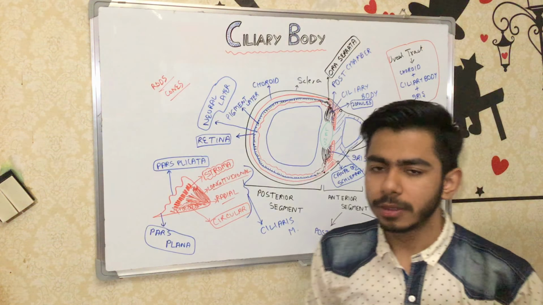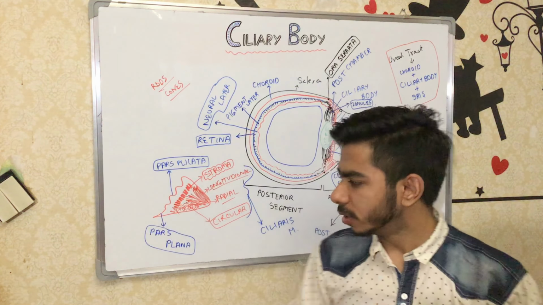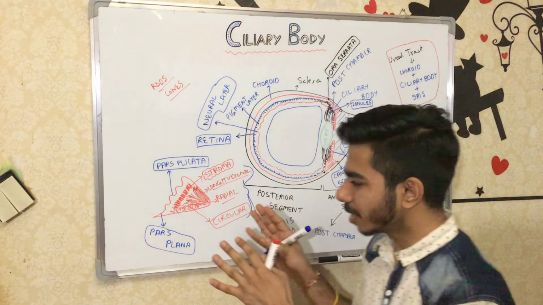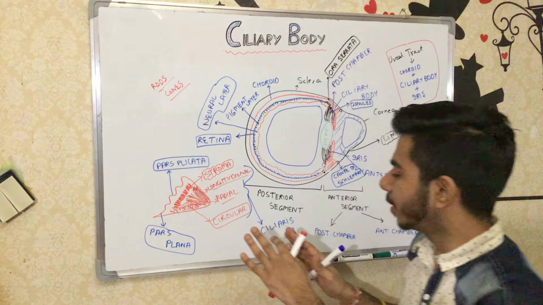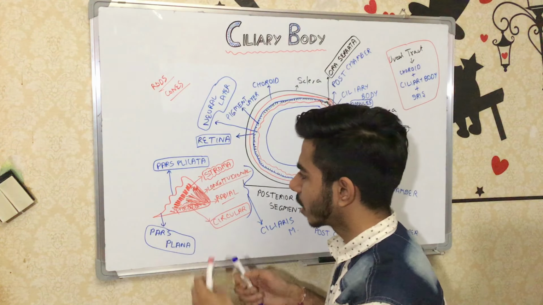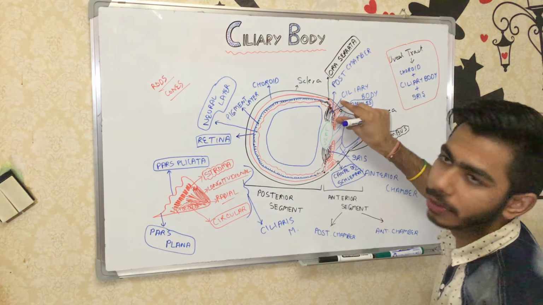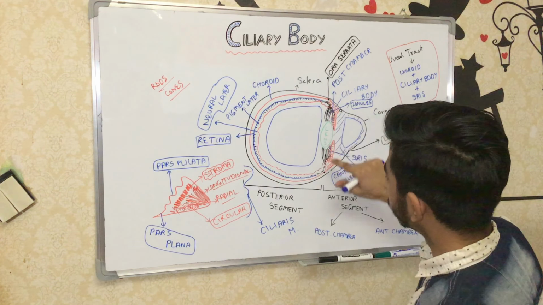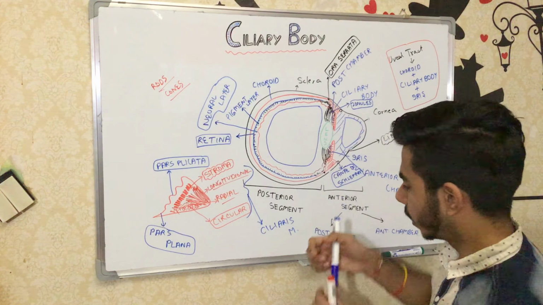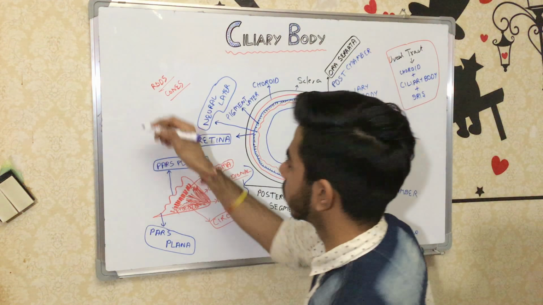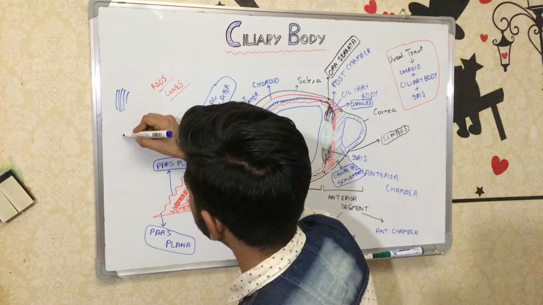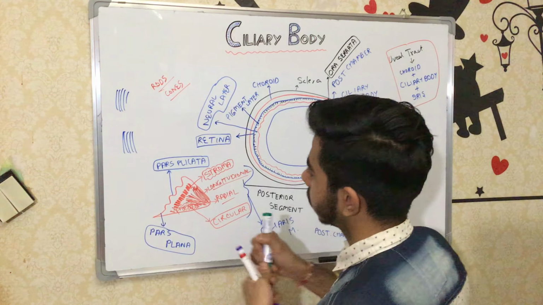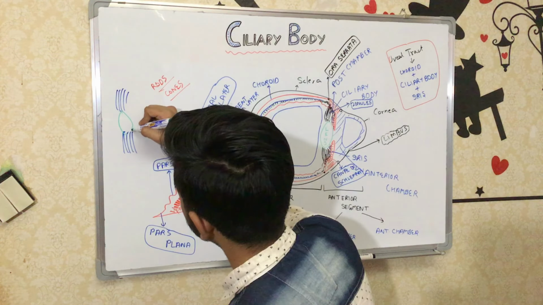What happens when I'm seeing the far objects is that these ciliary muscles relax, right? So if they relax, the zonules or the suspensory ligaments, for example, let me draw over here. These are the suspensory ligaments over here, right? In between them, what structure do we have? We have the lens over there.